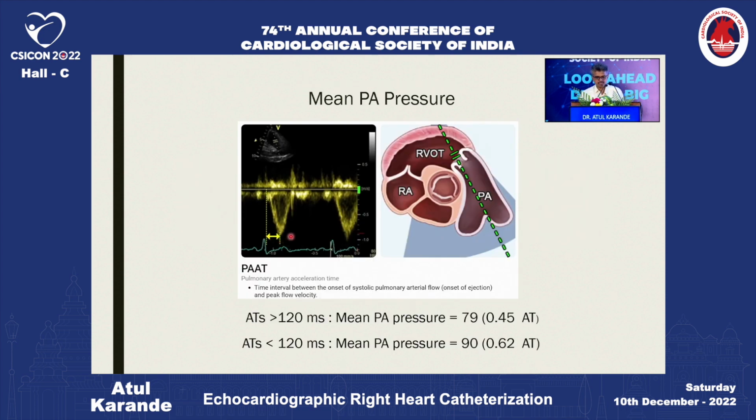One more method is with the help of pulmonary acceleration time. Pulmonary acceleration time is measured from the onset of Q. Here they have measured it from here, but actually it is measured from the onset of the Q wave in the ECG to the onset of pulmonary flow peak velocity.